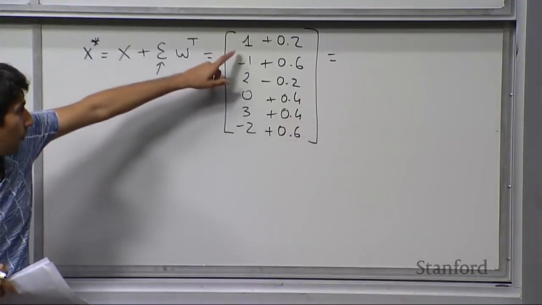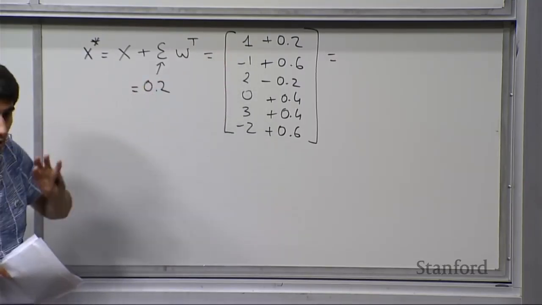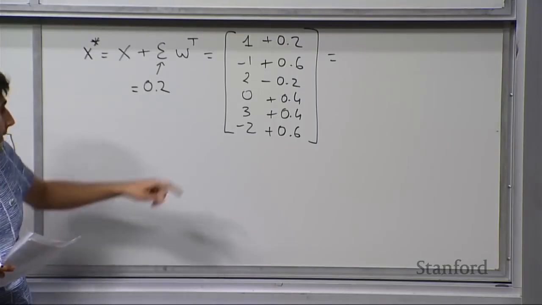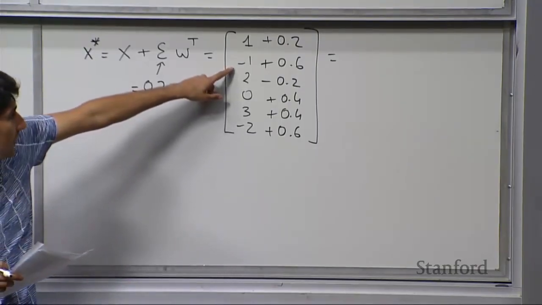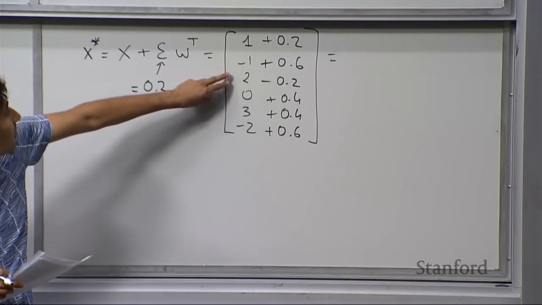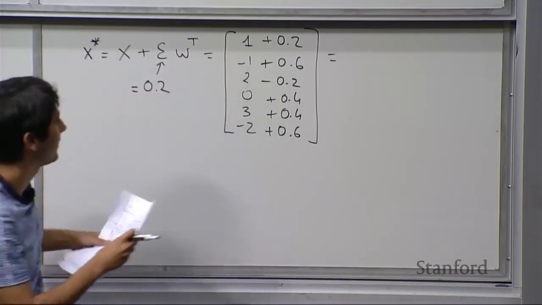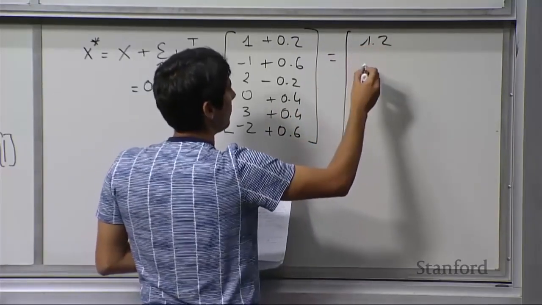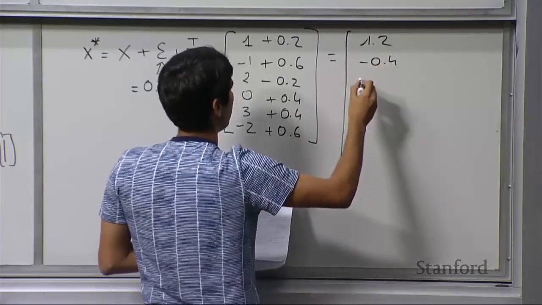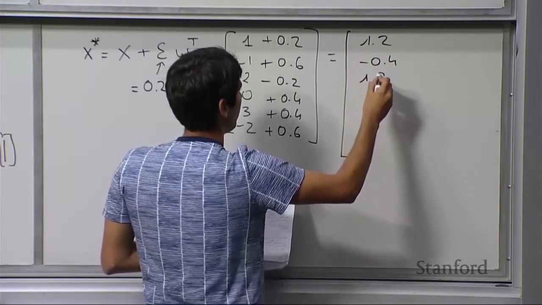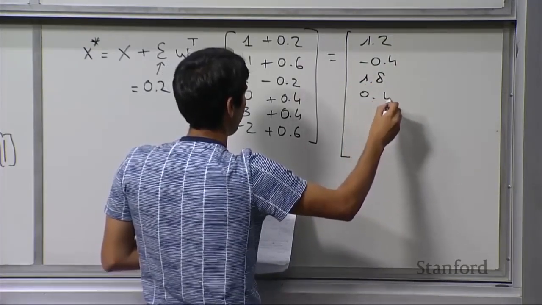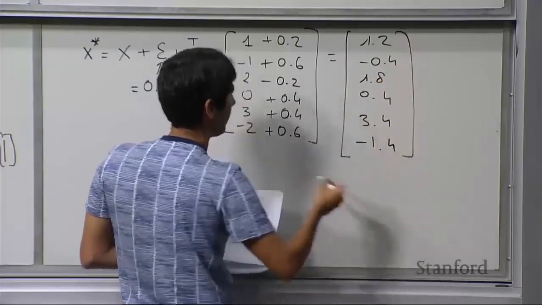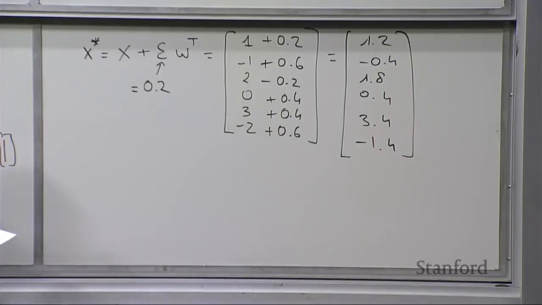If you look at that, all the positive values have been pushed on the right. Do you agree? And all the negative values, sorry, no, that's my bad, that's not it. So let's finish the calculation and I'll give the insight after. 1.2, minus 0.4, 1.8, 0.4, 3.4, and minus 1.4. So this is our x star that we hope to be adversarial.